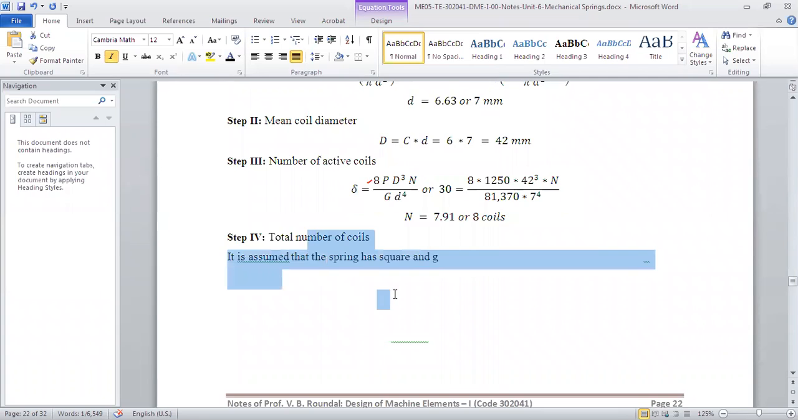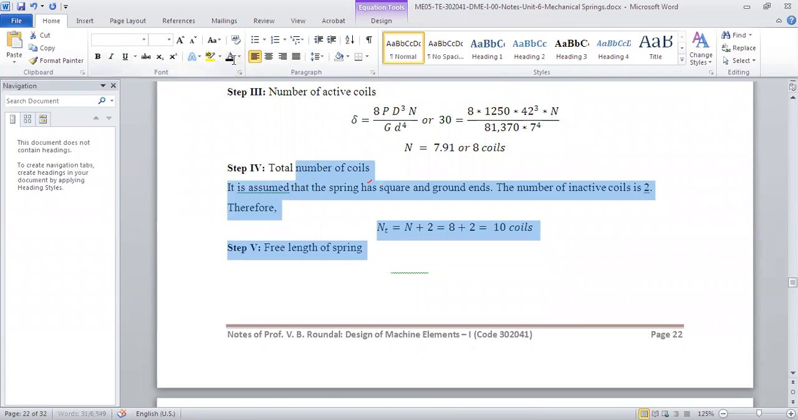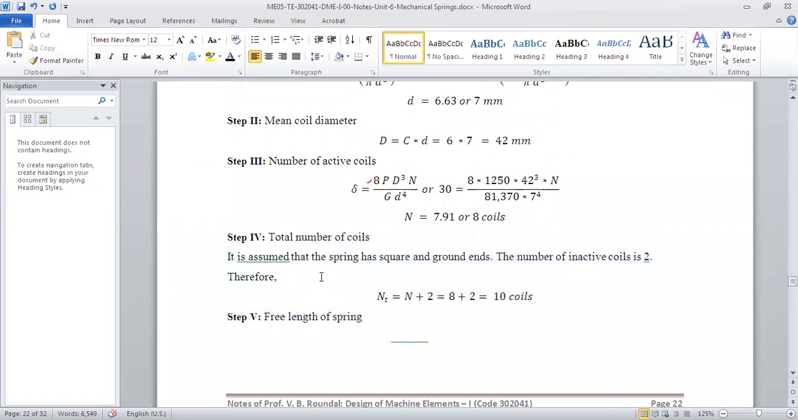Now we have to find out the total number of coils. How we can find total coils is we'll try to finalize the end. So we'll take square and ground, generally that is preferable. If the square end is there, then the total number of coils will be active coils plus 2. We have seen that, right? So NT, total number of coils, is equal to N plus 2. That is 8 plus 2, 10 coils. So our spring will have spring index C of 6, and the total number of coils will be 10 coils.